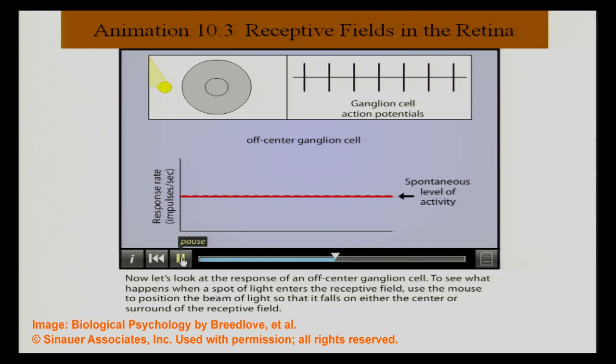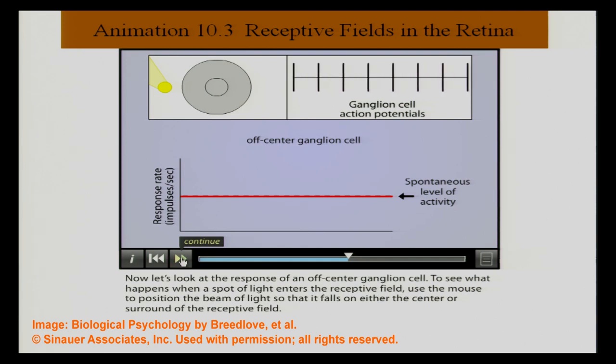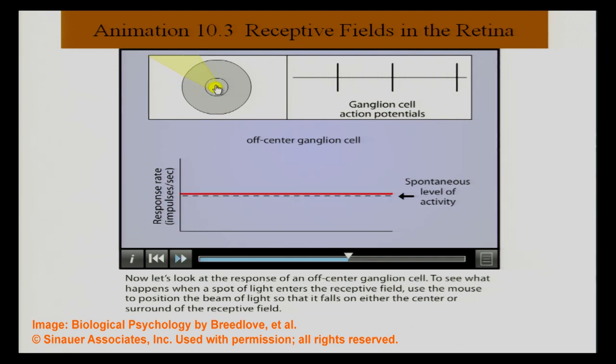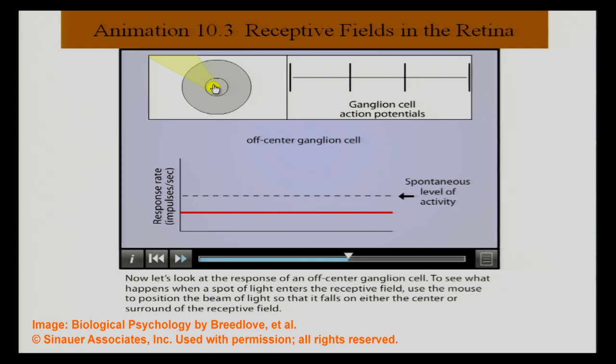Now let's look at the response of an off-center ganglion cell. To see what happens when a spot of light enters the receptive field, use the mouse to position the beam of light so that it falls on either the center or surround of the receptive field. So you know what's going to happen. So if we go into the surround, an increment in light in the receptive field center of an off-ganglion cell will reduce the response.